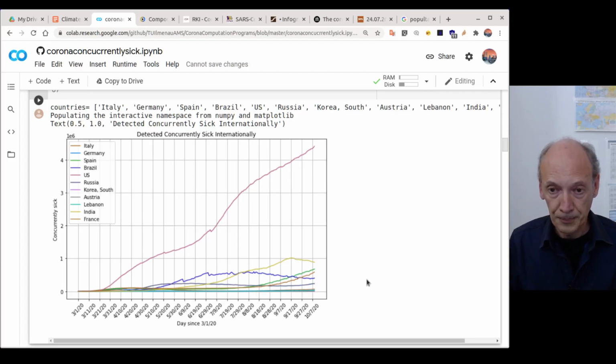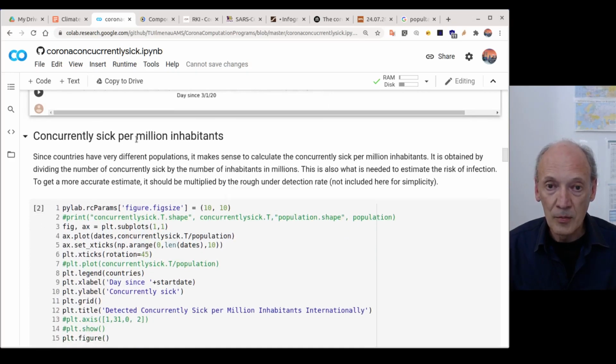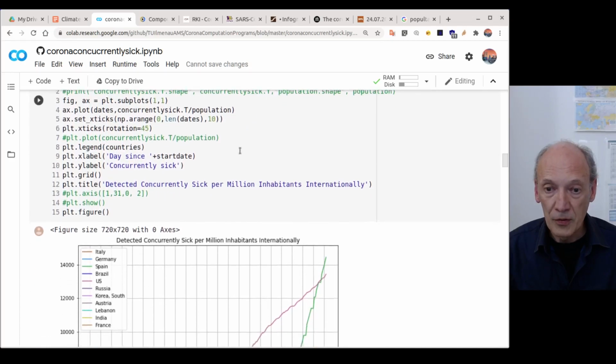But then again, it's also difficult to compare because these countries are very different in size. The US has over 300 million people and Germany has somewhat over 80 million, so it's about a factor of 4 between the two. Similar here, India has about 1.3 billion. So it's hard to compare, and that's why it makes sense to divide by the number of inhabitants in millions. So here I have the concurrently sick per million inhabitants. That's why I needed this line with the inhabitants in millions, because then I can divide by it. Basically, normalize to the population.